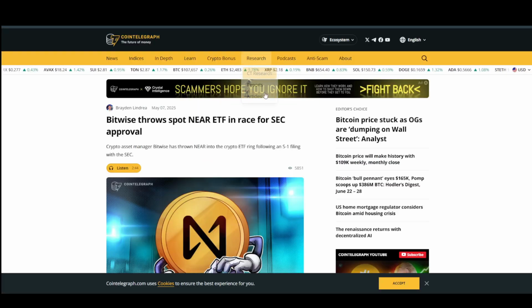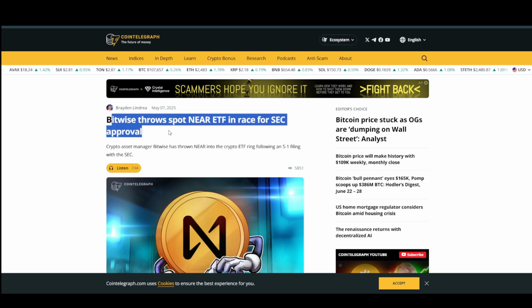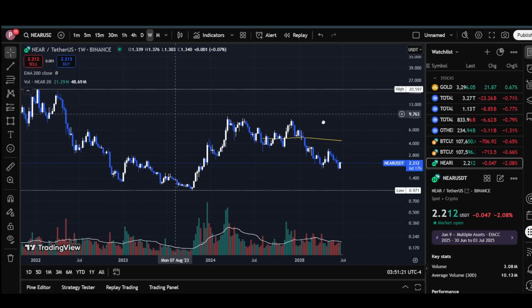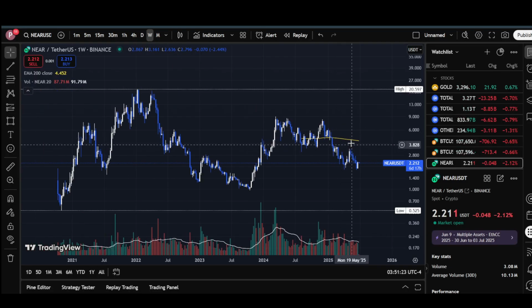Now we have another thing which actually happened on May 7th, 2025. Bitwise filed a spot NEAR ETF in the race for SEC approval, and as of now there are a lot of ETFs for the altcoins, and we have to wait and see which one actually gets approved. But I think if NEAR does get approval, the NEAR coin could actually go high, so I think that's pretty good as well.